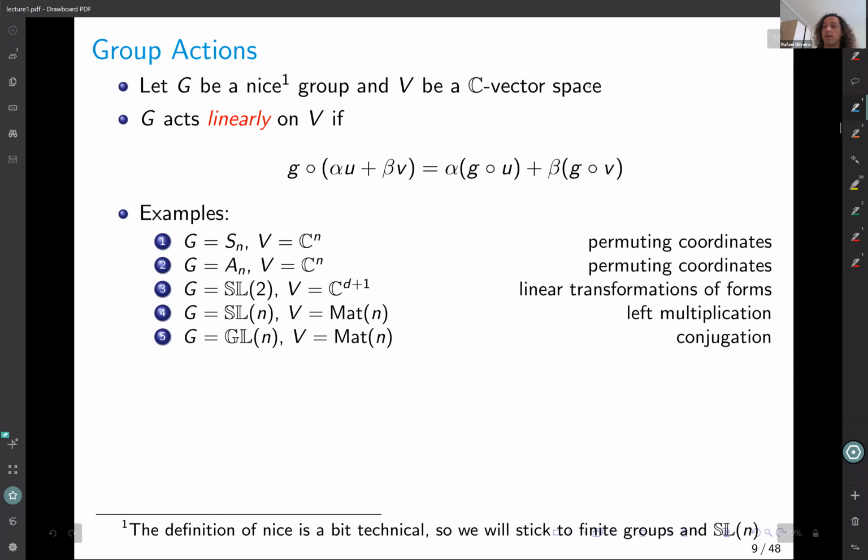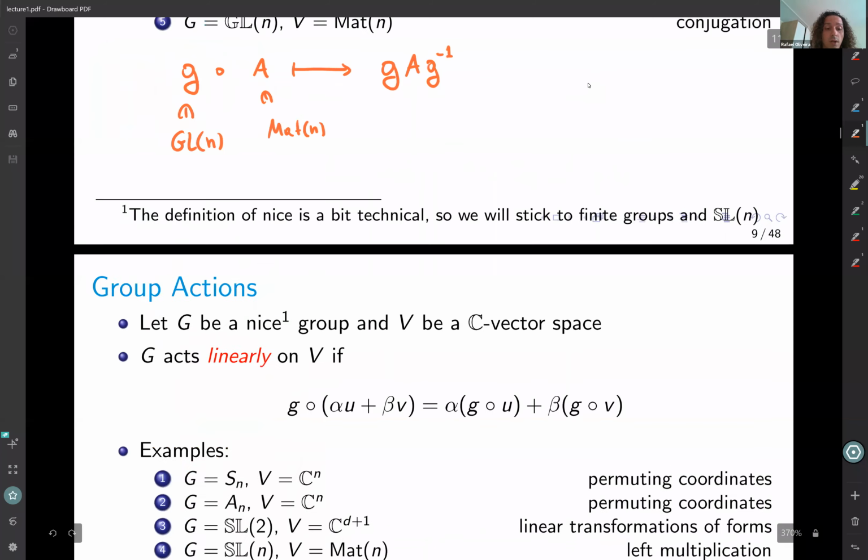Okay, and another transformation like action that is very familiar is the conjugation action. Here what we have is an element G of GLN, and G acts on a matrix A, which is just any matrix, and it takes the matrix A to the matrix G A G inverse. So this is the conjugation action, which should be familiar to us all.